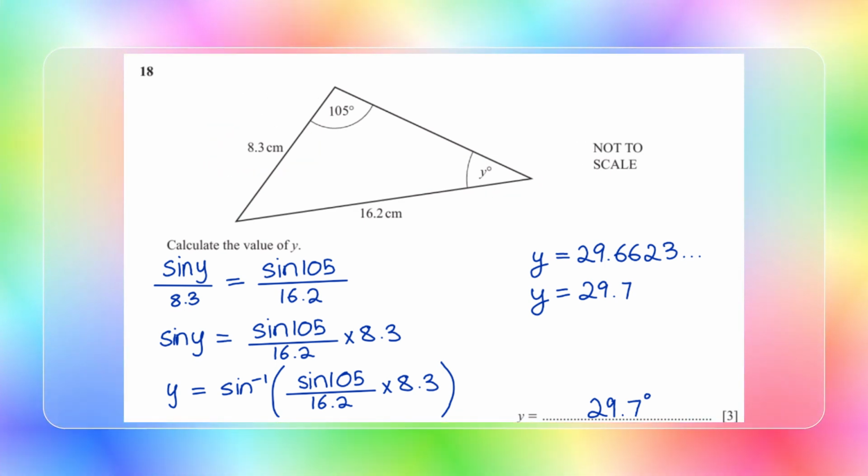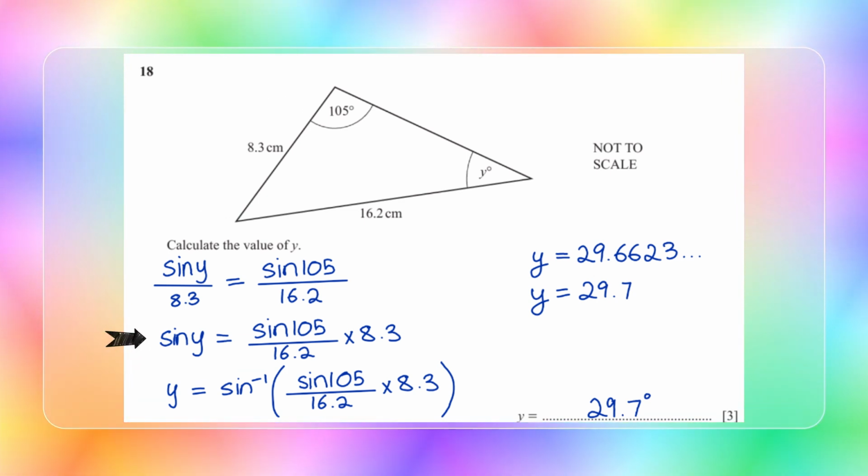Since we are dealing with two pairs of angles and their opposite sides respectively, and we have to find the value of an angle, we can use the sine rule formula for a missing angle to find the value of y. Substituting respectively into the formula gives us the sine of y over 8.3 equals the sine of 105 over 16.2. Now we solve for y.